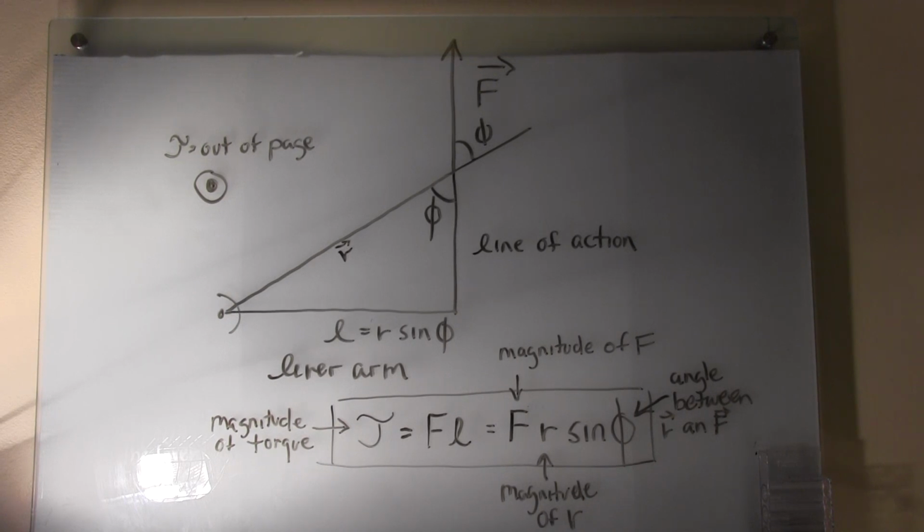This diagram shows how to calculate the magnitude of the torque. Find the lever arm L and use tau equals FL. Determine the angle phi between the vectors R and F. The lever arm is R sine phi. So tau, the magnitude of the torque, equals the magnitude of the force times the magnitude of the radius, the distance between where the force is applied and the rotation axis, times sine of phi, the angle between R and F.